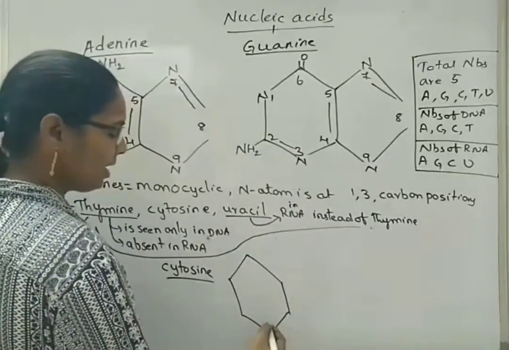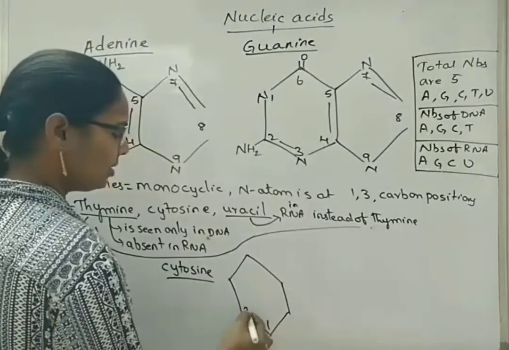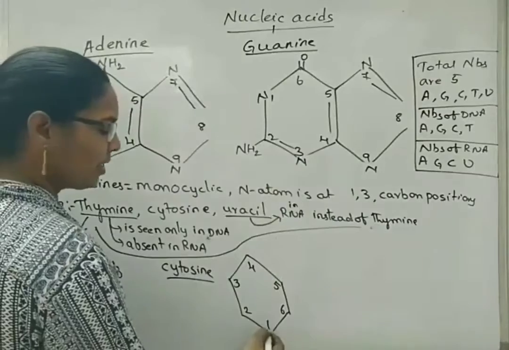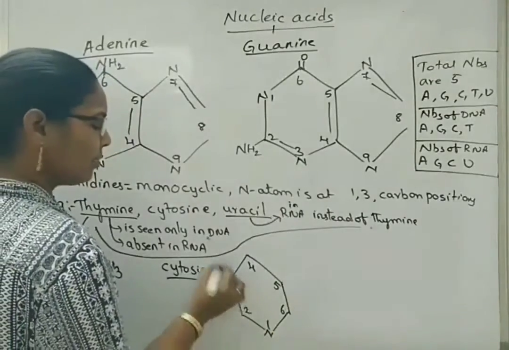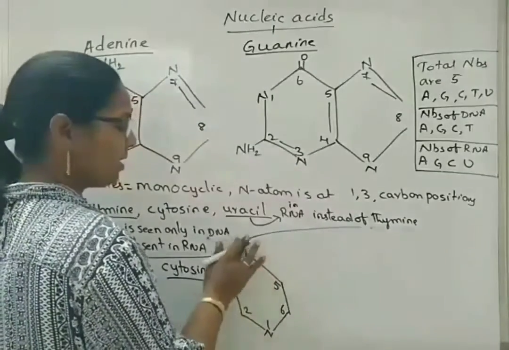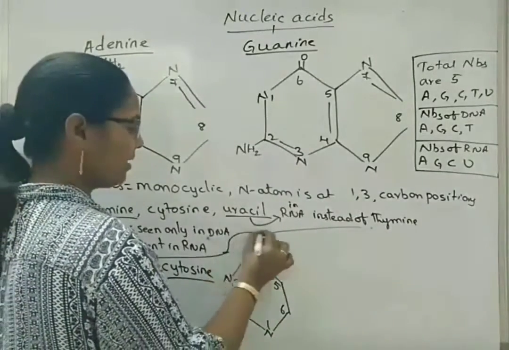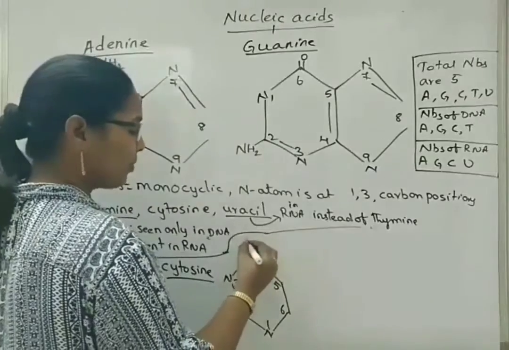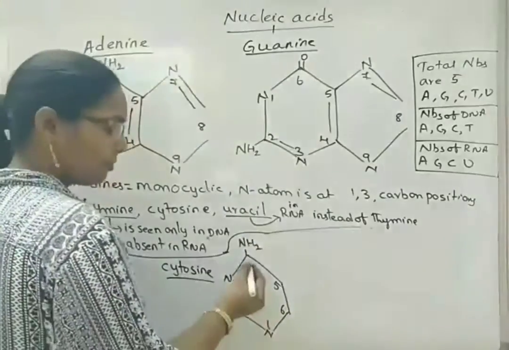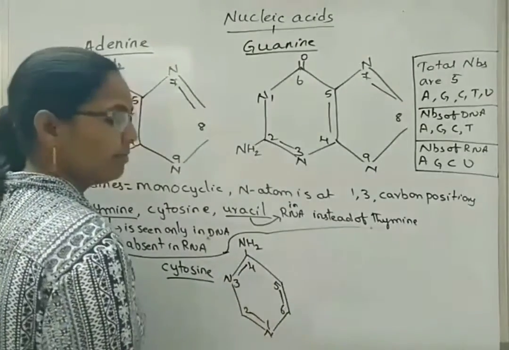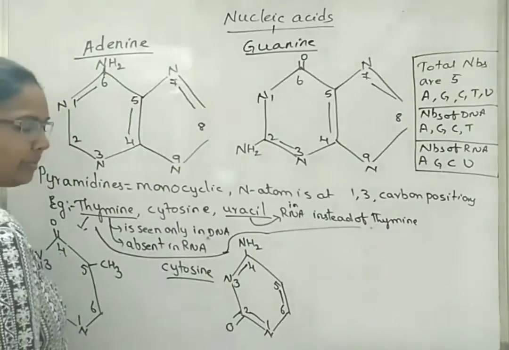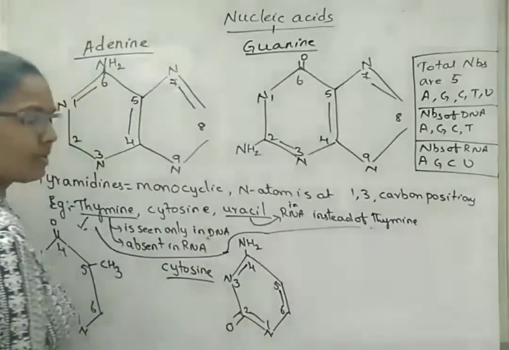Again a benzene ring. I am giving carbon numbering as 1, 2, 3, 4, 5 and 6. At the 1st carbon there is nitrogen. At the 3rd carbon position there is nitrogen. At the 4th carbon, in case of cytosine, there is an amino group like that of adenine. But adenine is having the amino group at the 6th position, that is NH2. Now, at the 2nd position of cytosine, again there is one ketone group. So this is the structure of cytosine.